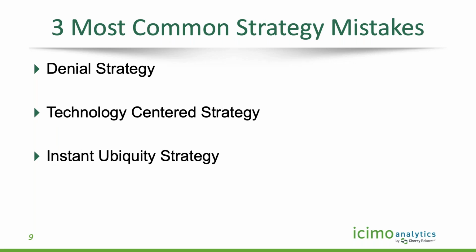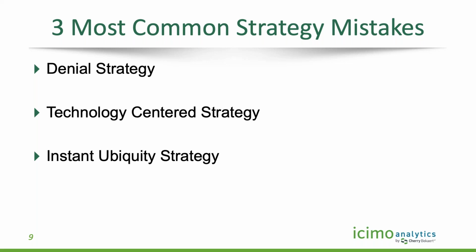I always like to start with the things that we want to avoid, because learning where we don't want to go always helps lead us down the path to a successful analytic strategy. Some of the common mistakes that we need to avoid on the way: we find that there are 3 common mistakes. There's a denial strategy, a technology-centered strategy, and the instant ubiquity strategy.